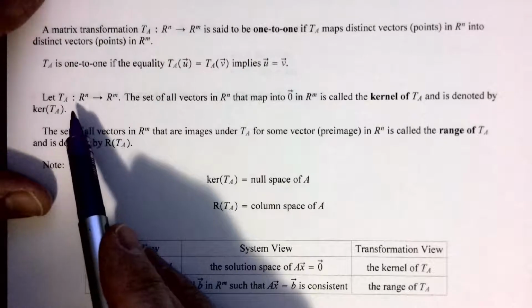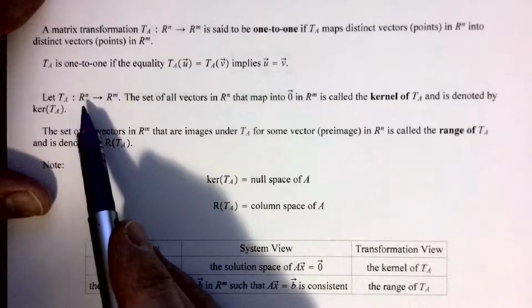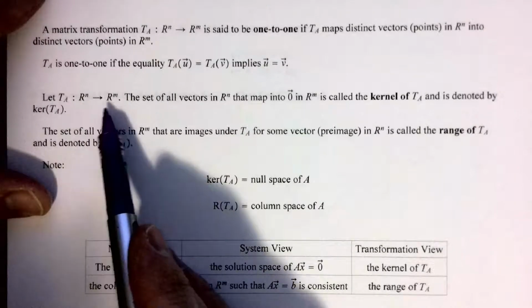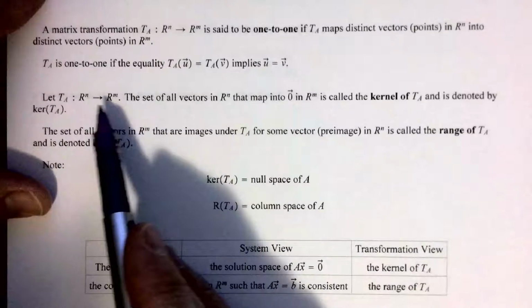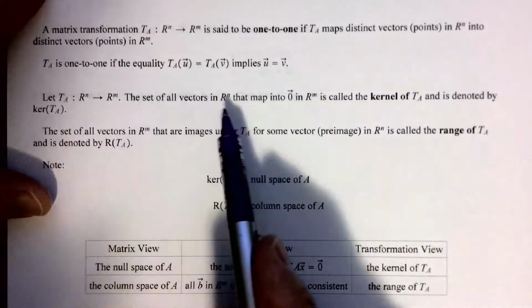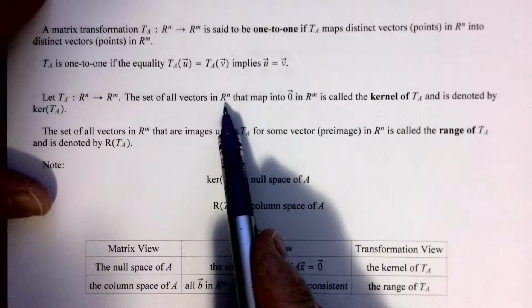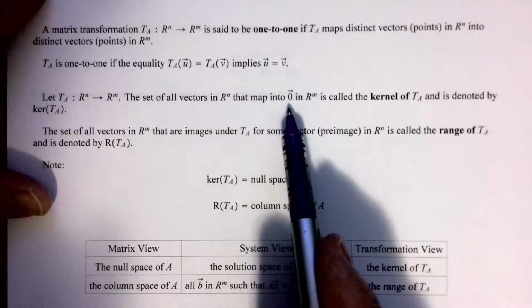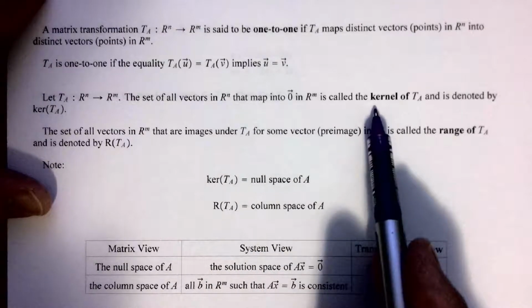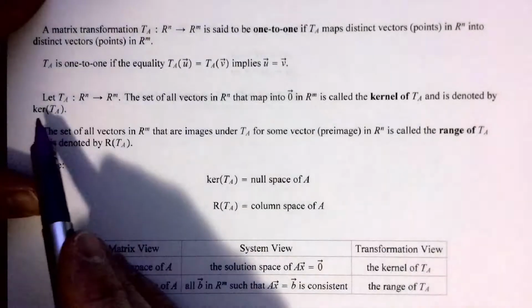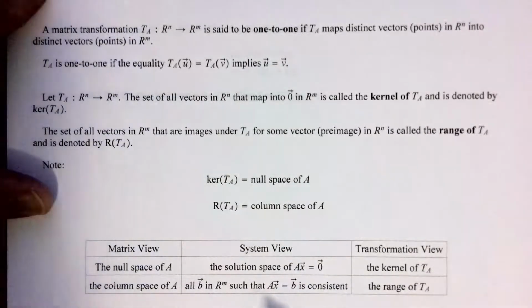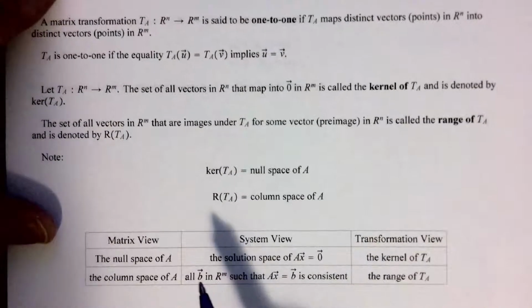This is something we already talked about again. This is a review of TA, a transformation from n space to m space. Right? Domain is n space, codomain m space. The set of all vectors in the domain that map into the zero vector in the codomain is called the kernel of the transformation, as denoted that way. So we've talked about the kernel. It's basically the same as the null space of the matrix A, and we're going to talk about that.